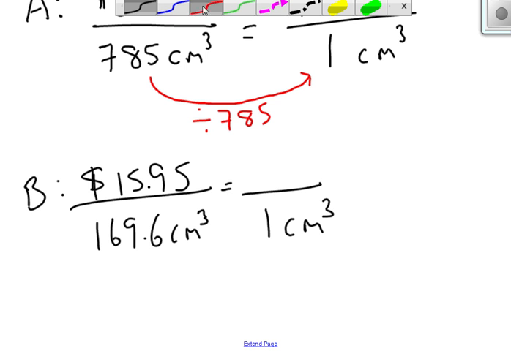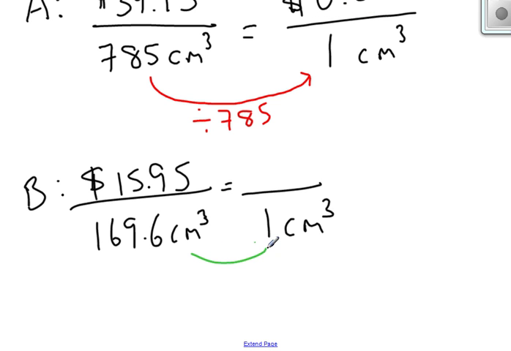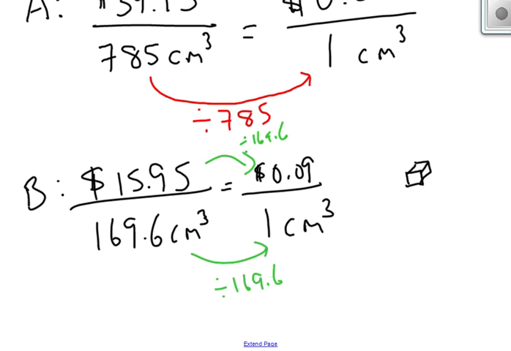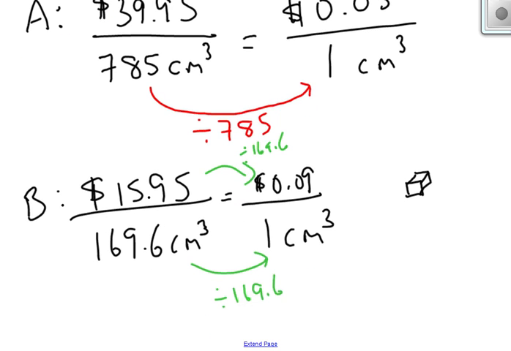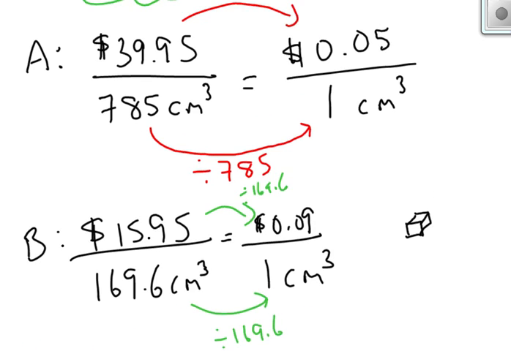So I need to know what that would be for 1 cubic centimeter. And again, ratio logic. If I divide on the bottom by 169.6, I need to divide the top by 169.6. So in my calculator, that gives me, ouch, I typed something in wrong. Divided by, that gives me 0.09, which is 9 cents for a little cube of this particular coffee. So one of them is 5 cents per cubic centimeter, one is 9 cents per cubic centimeter. Obviously, the better deal is 5 cents.